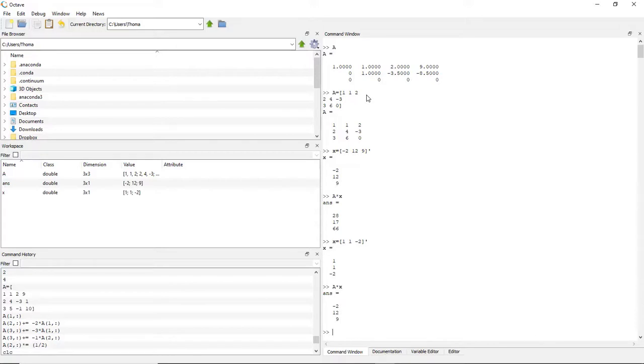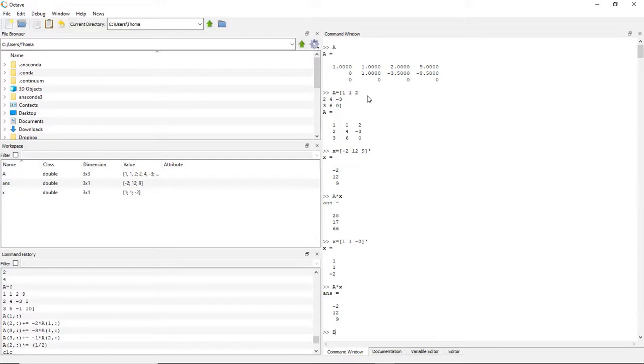-2, 12, and 9. So that works. And in the same way, you can do larger products with Octave or MATLAB or your calculator.